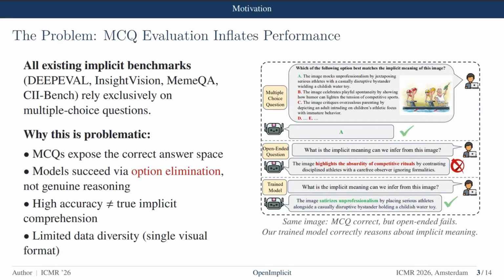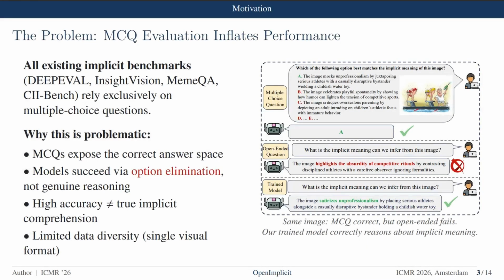Existing benchmarks for implicit understanding such as DeepEval, Insight Vision, Mimica, and CY-Bench all rely exclusively on multiple-choice questions. We argue that this evaluation paradigm is fundamentally insufficient. When the correct answer is exposed among candidate options, models can succeed through process-of-elimination or shortcut heuristics, without engaging in the complex reasoning required for genuine implicit understanding. High accuracy may therefore reflect the ability to guess among options rather than true comprehension.